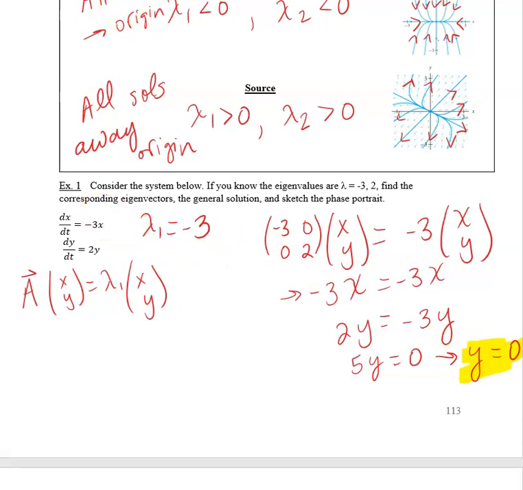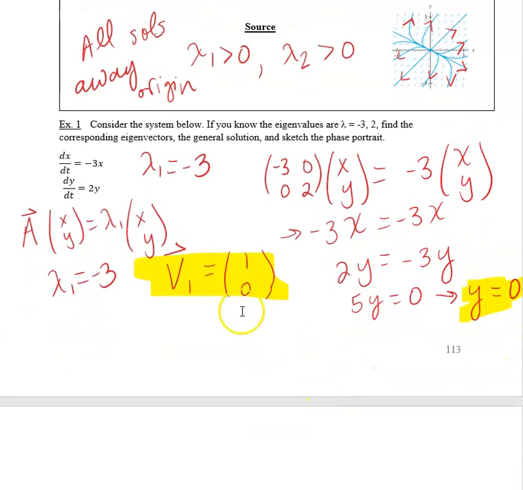And so the eigenvector that goes with that, we're going to choose a value. Y is always going to be 0, so choose a value for x. Obviously 1 is an easy choice. I'm going to highlight that as well. So that's going to be the eigenvector that corresponds with the lambda value of -3.